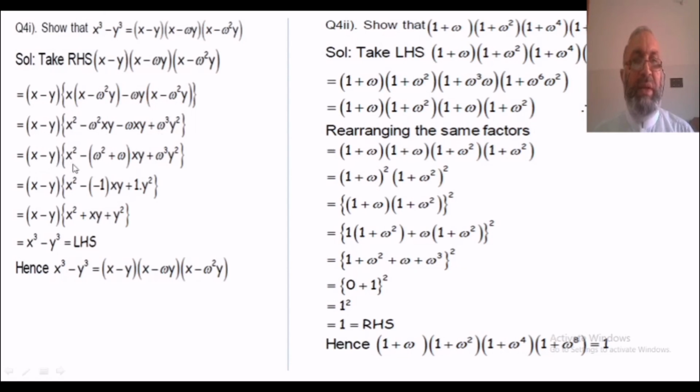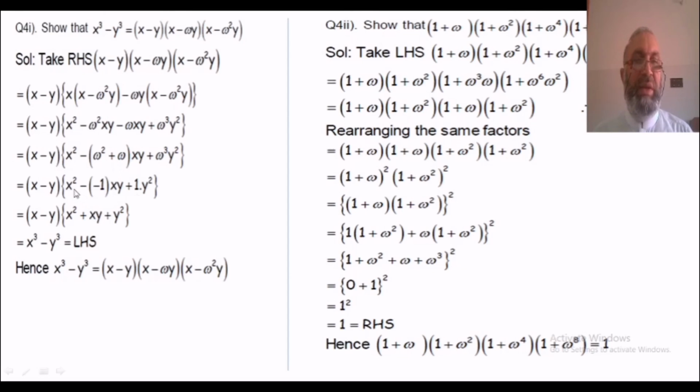Thus we get x square, and by taking minus xy common, we get omega square plus omega, and xy common. And from the last term we get omega cube y square. Putting the values here, omega cube is 1, so we get y square this term. And the value of omega square plus omega, from the first property, 1 plus omega plus omega square is equal to 0. Thus by the first property, omega plus omega square value is minus 1.